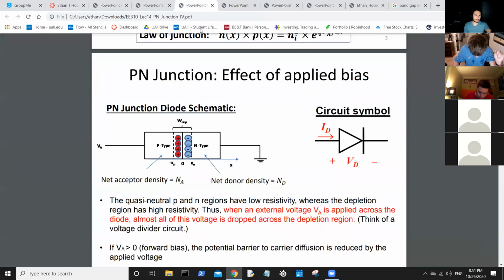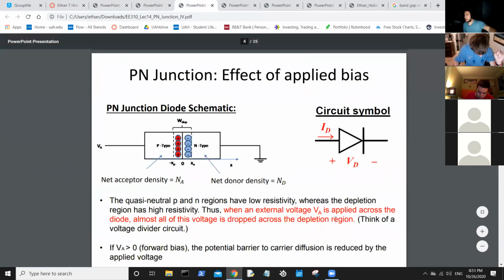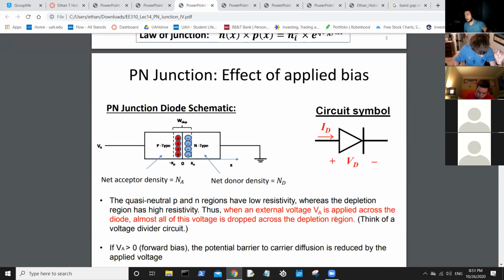This is just notation wise. Let's take VA to be a positive sign. Let's take ground to be a negative sign. If you were to do it like this, higher voltage on the P side, lower voltage on the N side, you're going to have positive next to positive, negative next to negative. What's that going to cause? The net positive charges will be pushed towards the other side, and the net negative charges from the ground will push together, and that'll cause the depletion region to decrease.